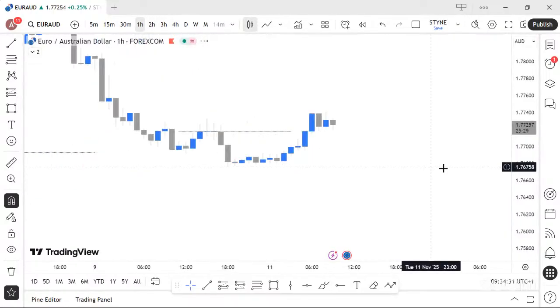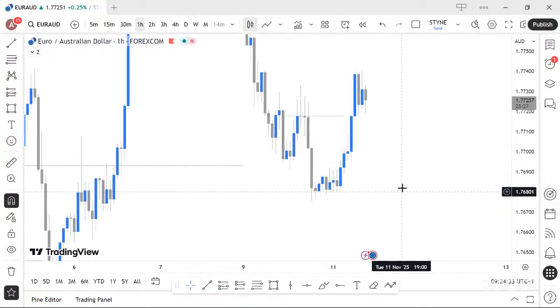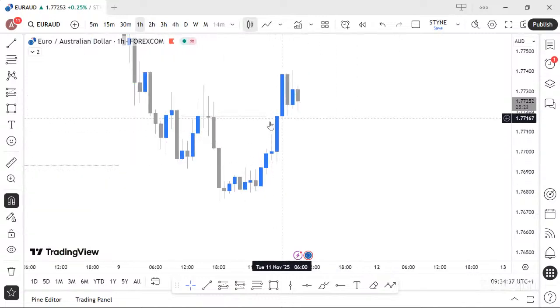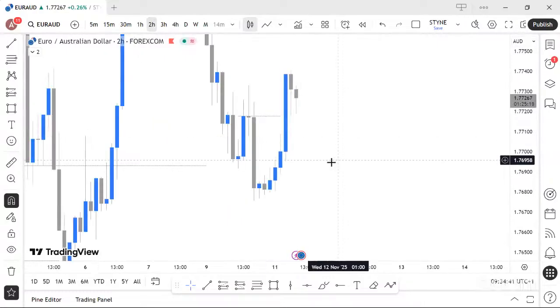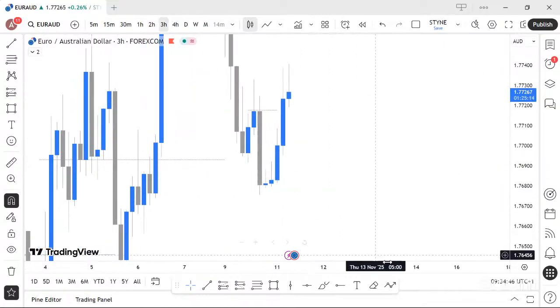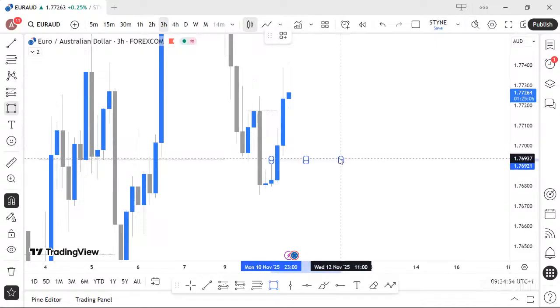Let's go to the 1 hour. Let's see. Do we have any fair value gaps? Okay, the only one I have is here. Let me check 2 hours, if I can get a more discounted price. Let me check 3 hours. Okay. There is a fair value gap lying down here. There's a fair value gap here. This area here, there's something there.